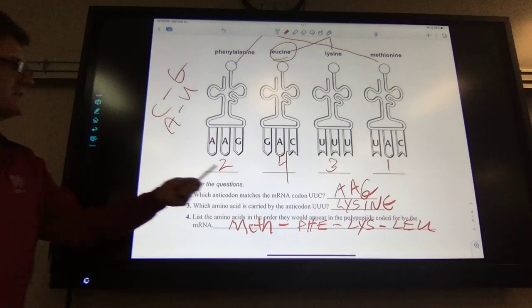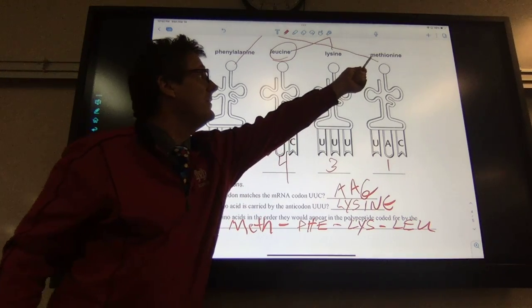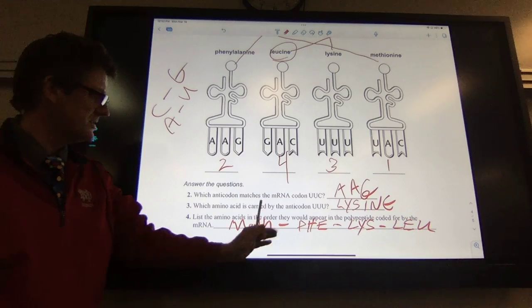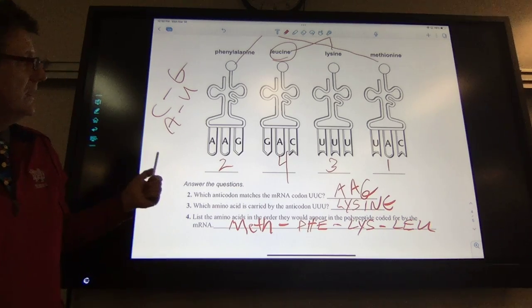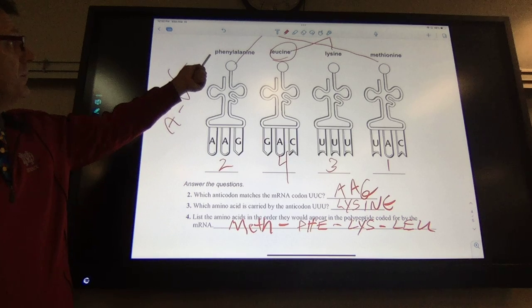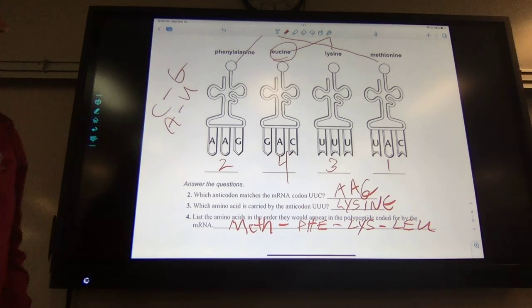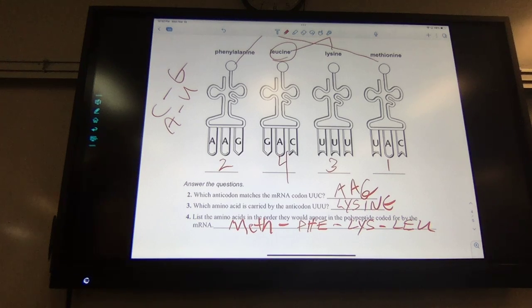of the amino acid name. So the first one, MET, methionine, always starts the genes. I could have just done MET. And then number 2, PHE, phenyl. I was thinking it was phenolphthalein, but phenylalanine.